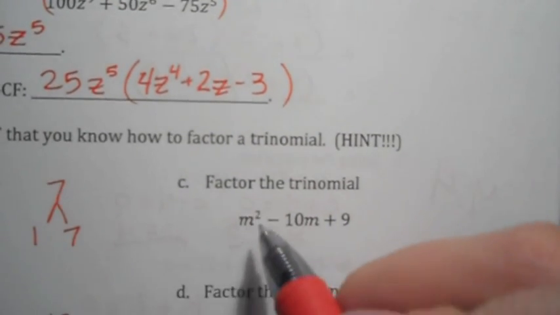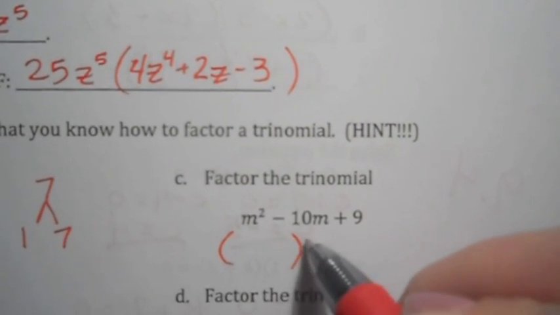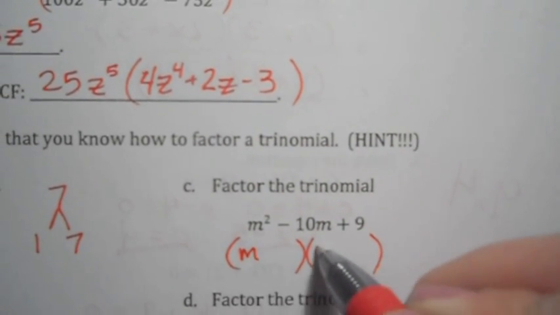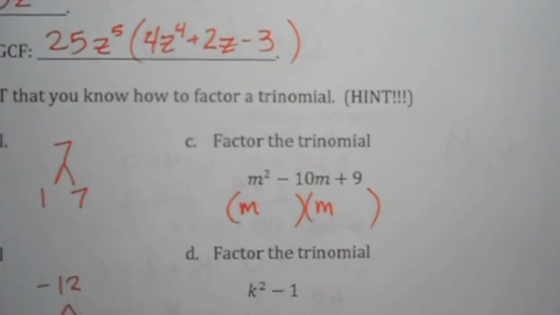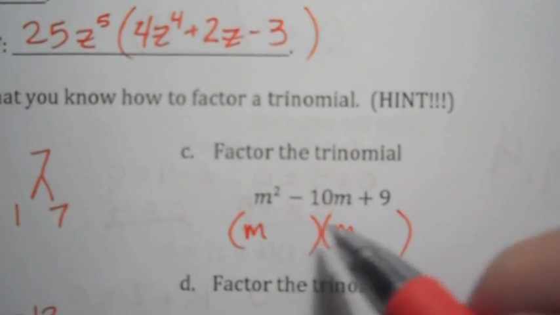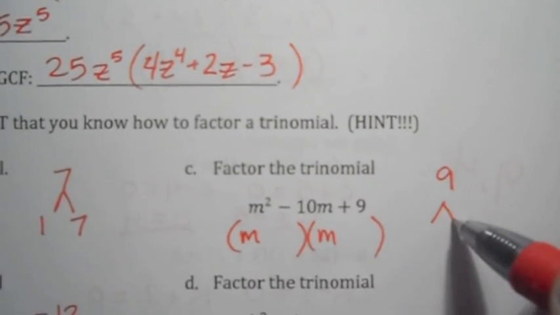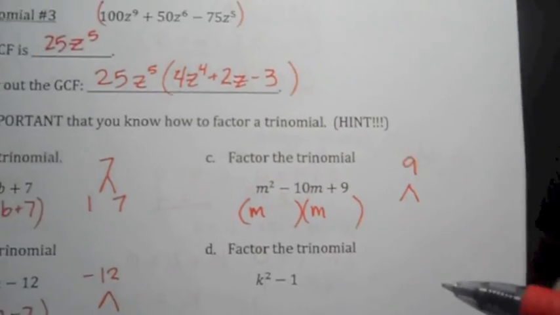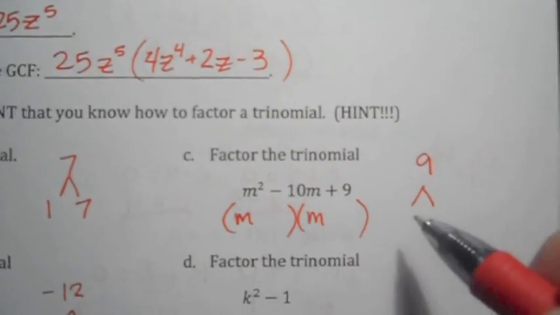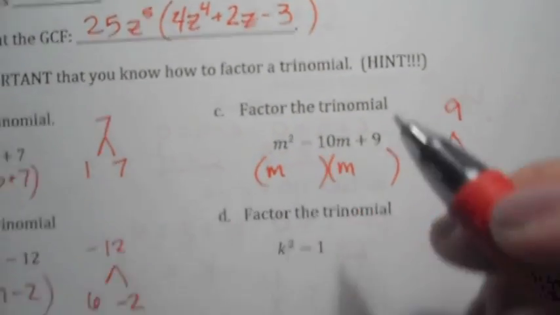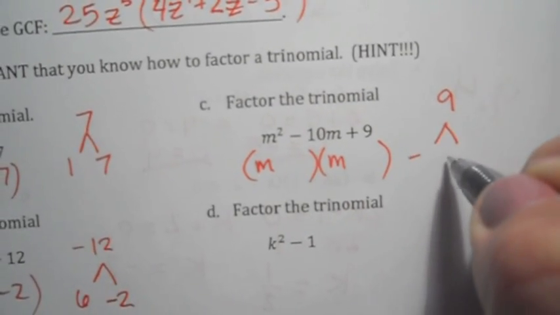Well, first term is m squared. So after we open up our factor brackets, we know that the first term in each one is an m. Now, we need two numbers that multiply to get 9, but add to get negative 10. Well, there's not any two positive numbers that will ever be added together to get a negative number, meaning they're both negative.